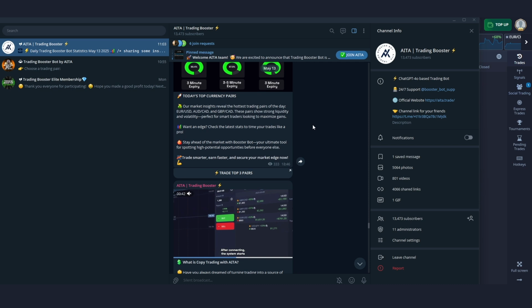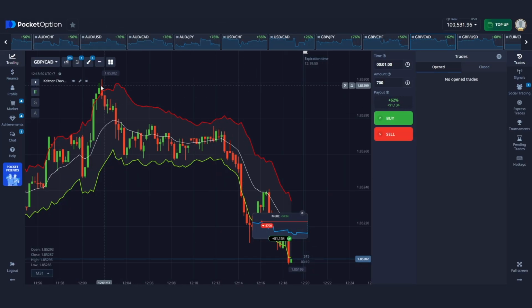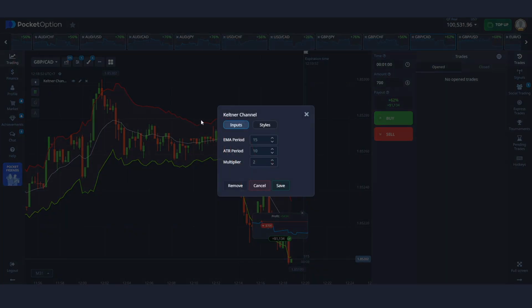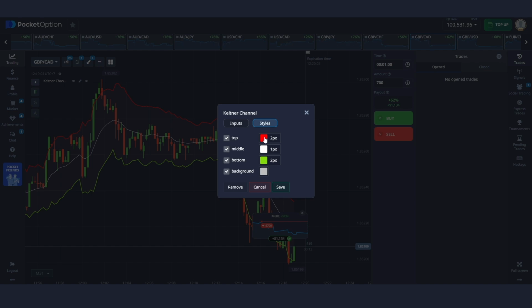Now, let's move on to the settings. To set up this indicator correctly, we need to change the first period to 15. We leave the second period as default. We change the third value to 2. In the style settings, we set the first value to a red line with a width of 2 points, the middle one to a white line with a width of 1 point, and the third line to green with a width of 2 pixels. And we also make the background less transparent so that it's more convenient and easy for us to work.